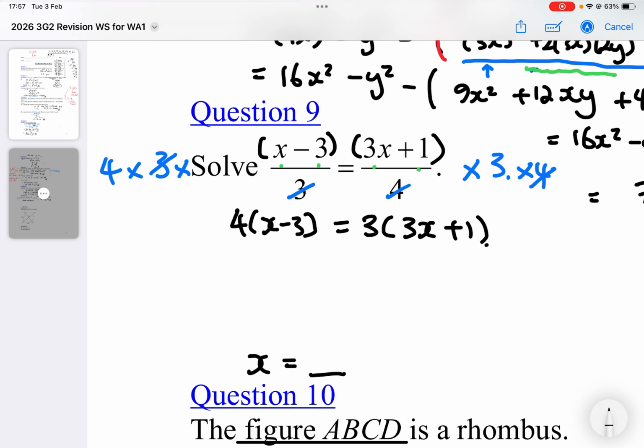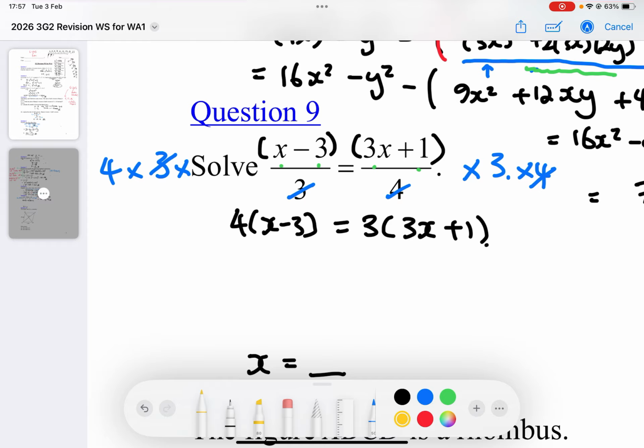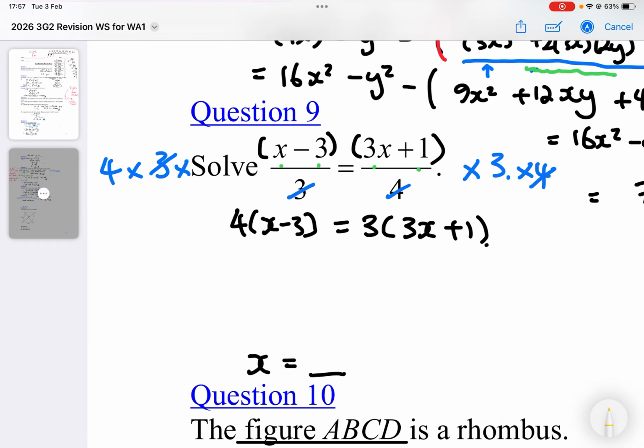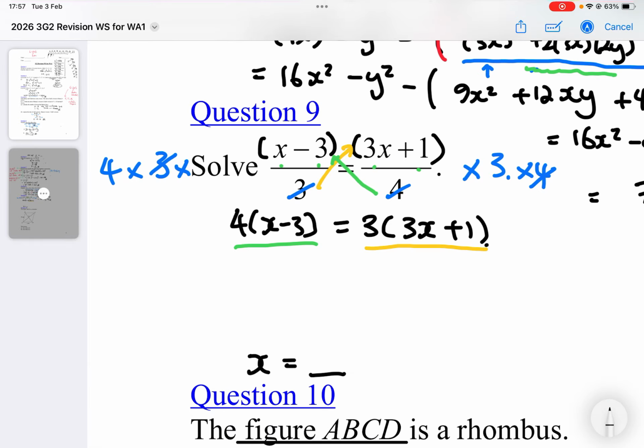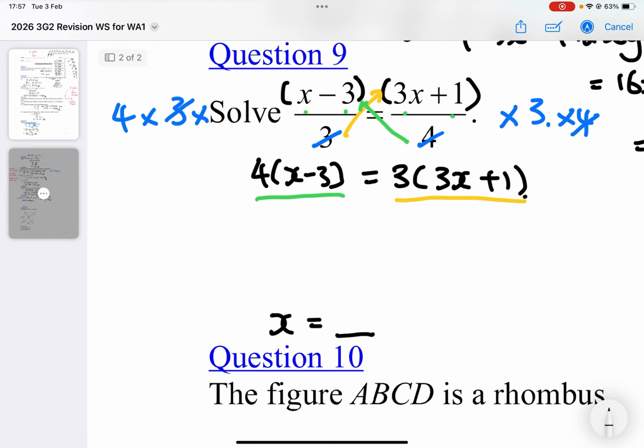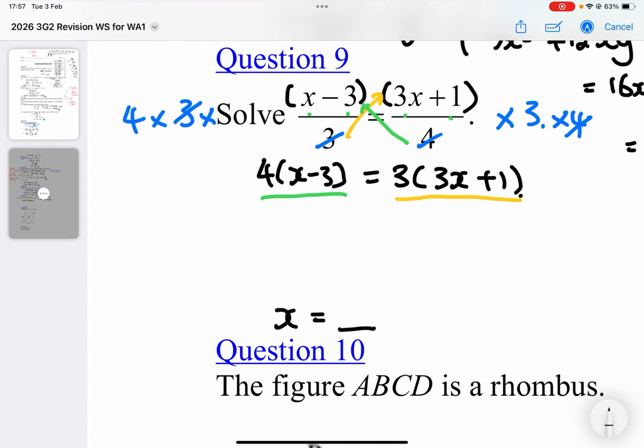A lot of tuition teachers, or maybe your previous teacher, will tell you this is cross multiplication. Actually, cross multiplication is the result. My denominator from the left multiplies to the numerator on the right, and my denominator from the right multiplies with the numerator on the left. But it came about because I multiplied to cancel away the denominator. So as long as you know you want to cancel out the denominator, you will get to this step. You don't need to purposely remember there is a cross multiplication.